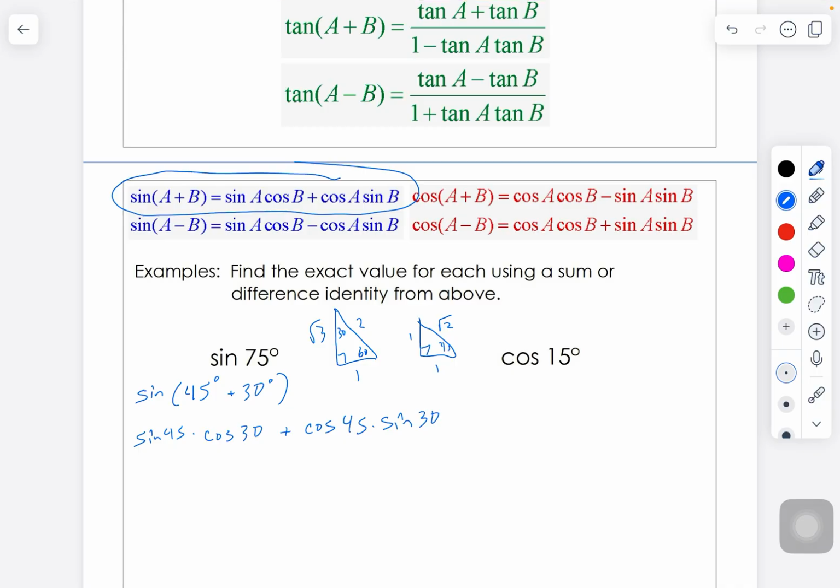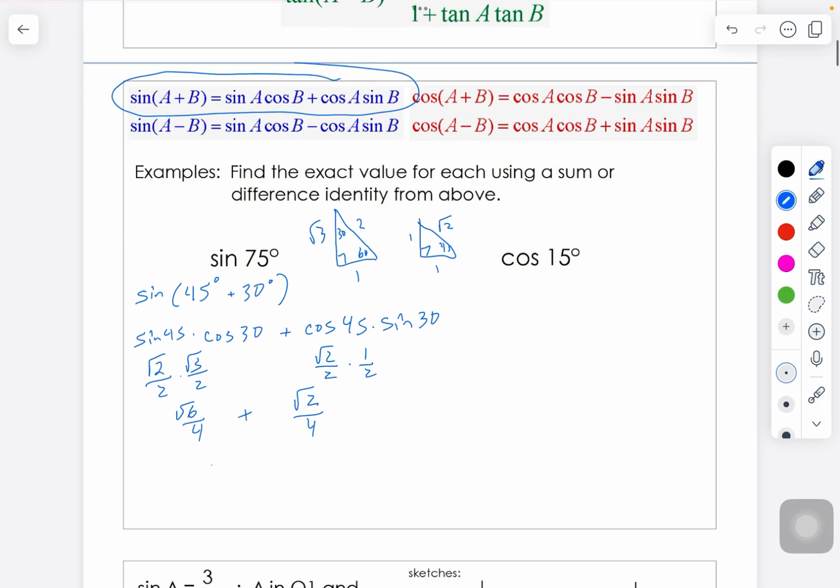So sine of 45 degrees is the square root of 2 over 2. The cosine of 30 degrees is going to be the square root of 3 over 2. That's going to give me the square root of 6 over 4. Cosine of 45 degrees, the square root of 2 over 2, times the sine of 30 degrees, which is 1/2. Okay. And then I'm going to get the square root of 2 over 4. I've got a common denominator, so I'm going to combine them into one fraction and say the square root of 6 plus the square root of 2 over 4. And that is the exact value of the sine of 75.